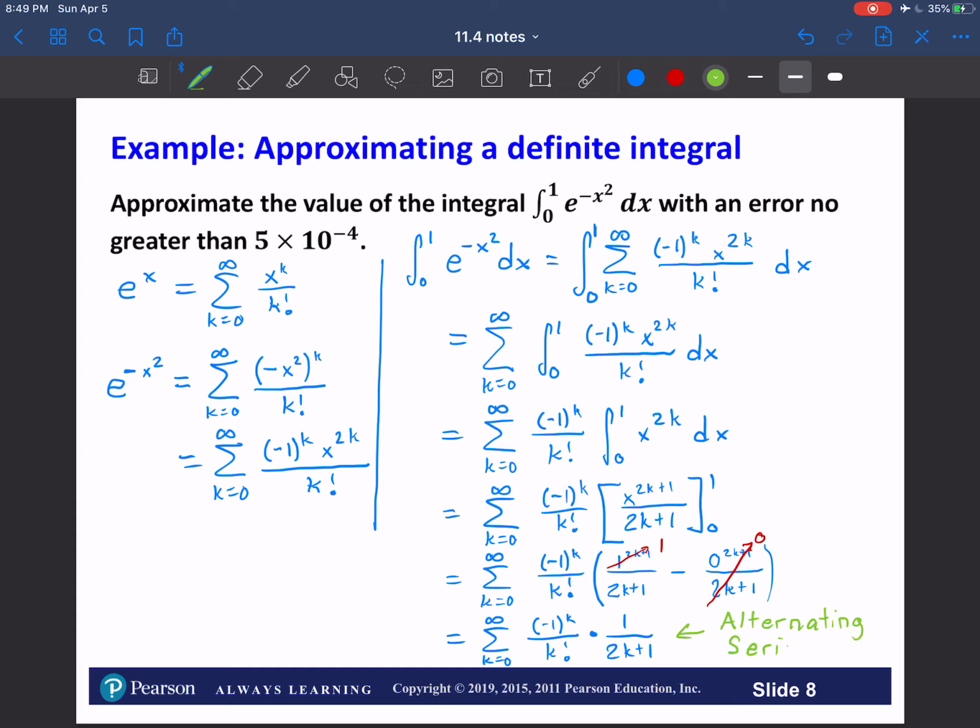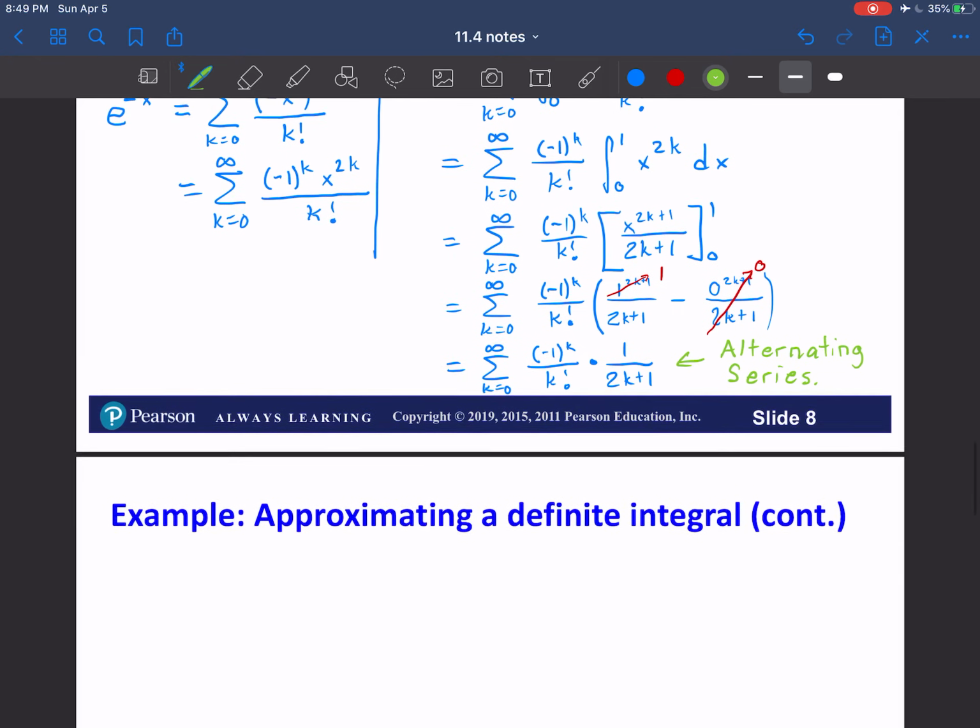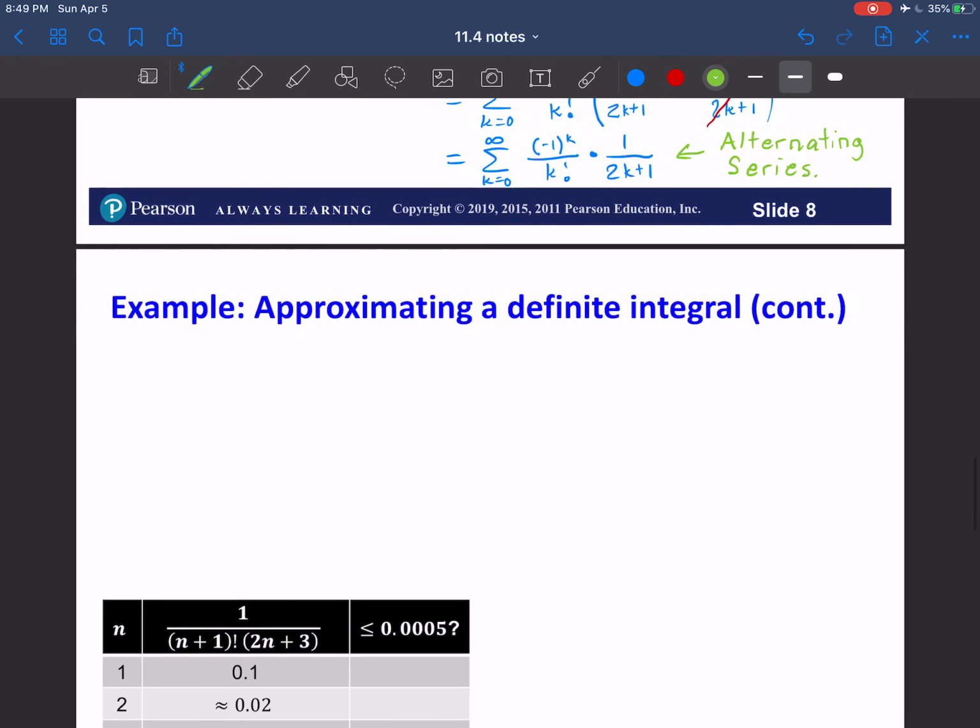Since it is an alternating series, we should recall the alternating series error estimation from section 10.5. So let me do that here on the next slide. The alternating series error estimation had the following theorem.